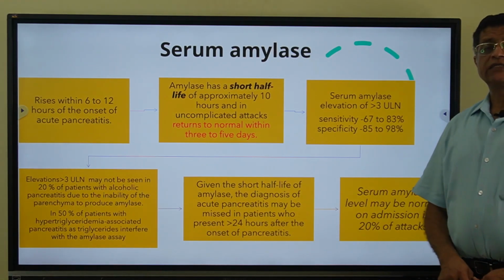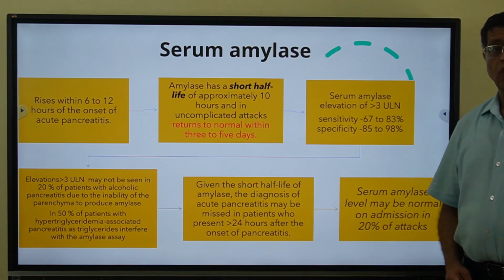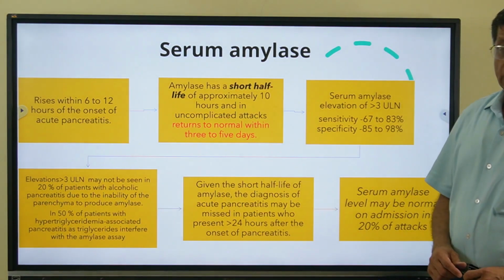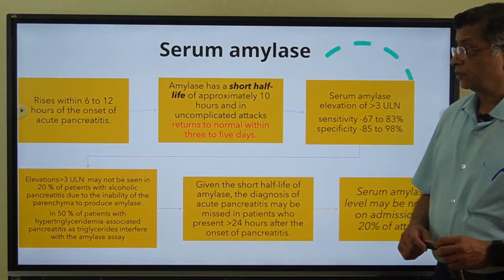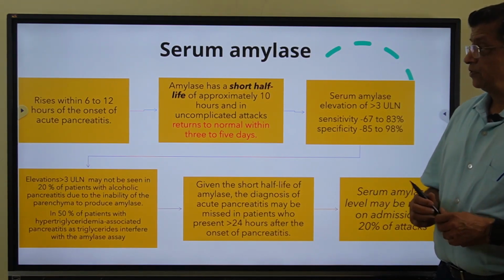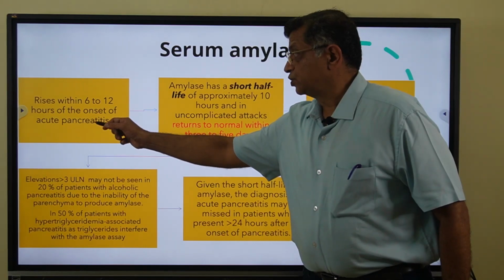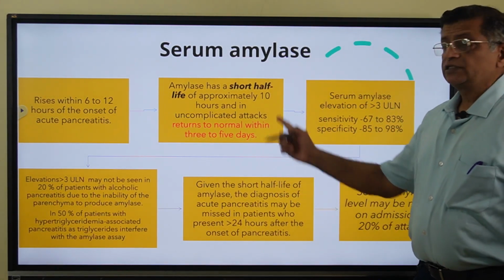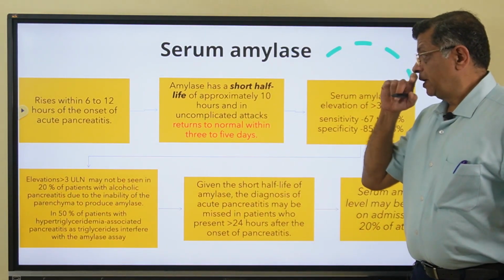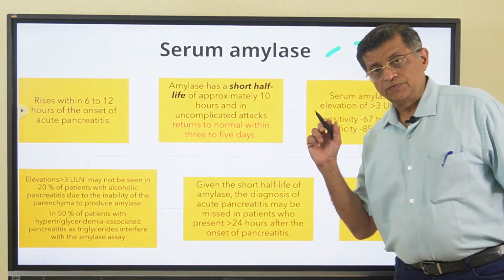Serum amylase and lipase are the 2 investigations that we get done in any patient with acute pancreatitis, or any patient with upper abdominal or epigastric pain in whom you suspect acute pancreatitis. So you should have a basic idea of amylase and lipase. Amylase rises within 6 to 12 hours of onset of acute pancreatitis and it has a very short half-life of approximately 10 hours. In uncomplicated attacks it returns to normal within 3 to 5 days.